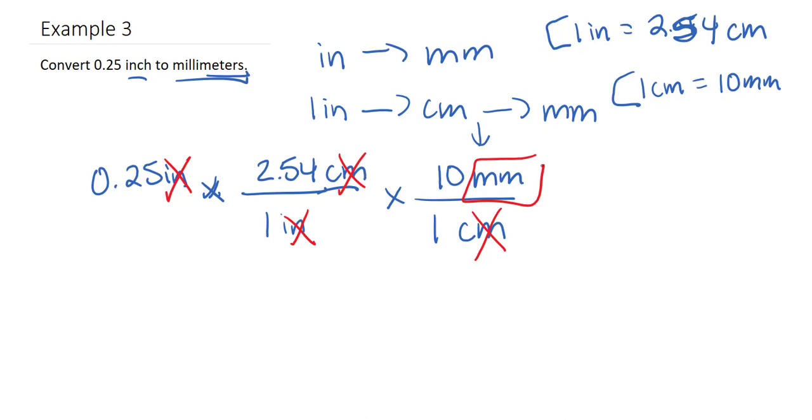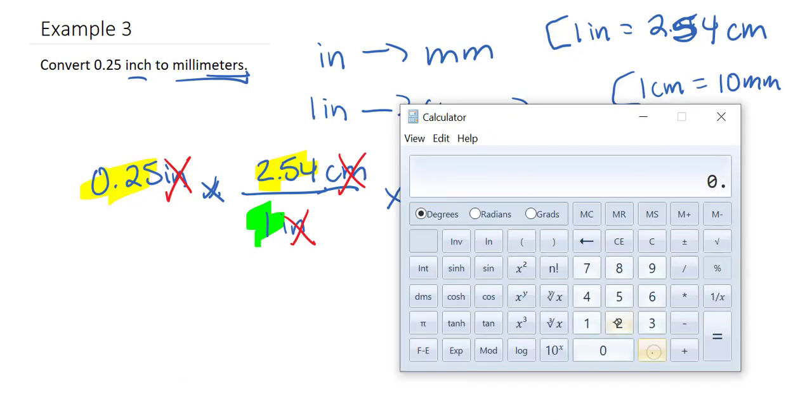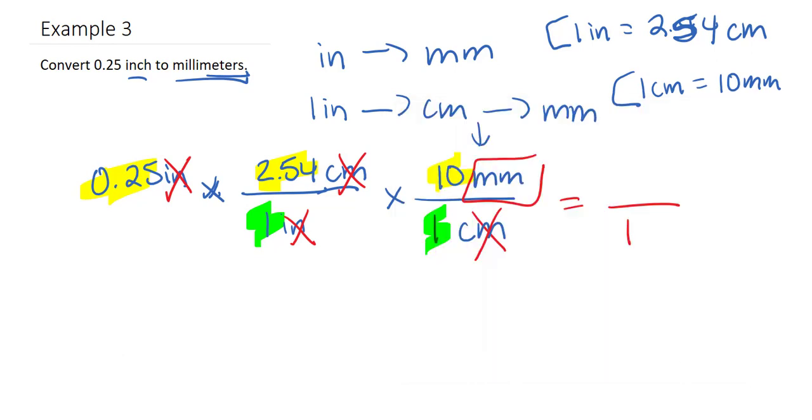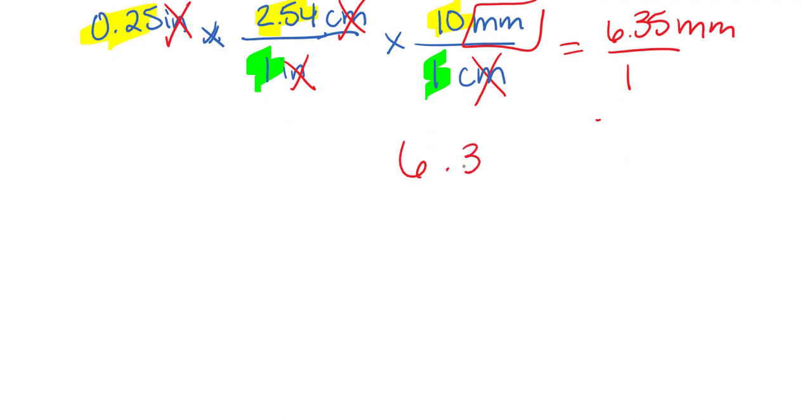So now we can just multiply everything on the top. And then we notice that on the bottom is just 1 times 1, so it will just be 1 on the bottom. So we have 0.25 times 2.54 times 10. And what do we get? We get 6.35 millimeters over 1. So we can just say we have 6.35 millimeters as our solution.